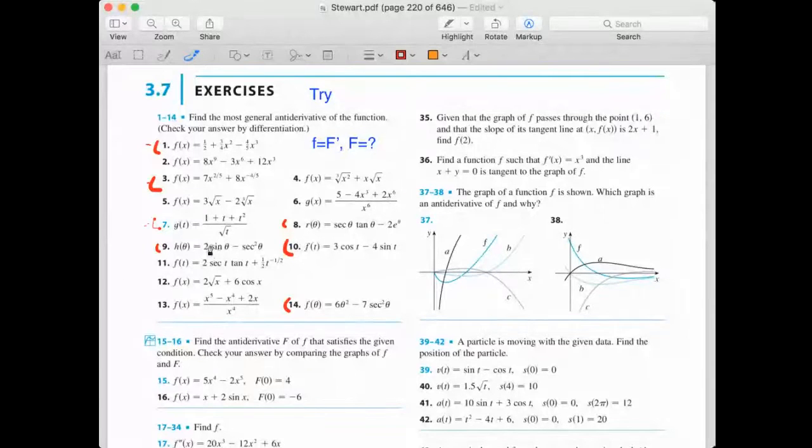Professor, I think I'm next, right? I'm doing number 9. Okay. All right, so we're given 2 sine of theta minus secant squared of theta. So we know that the antiderivative of sine of theta is negative cosine of theta. And then we know that for secant squared, the antiderivative is tangent of theta. So then we could write 2 times negative cosine of theta minus the tangent of theta, and then we would add a c to put it in the general form. That's right. Okay. So we have negative 2 cosine theta minus tangent theta plus c.